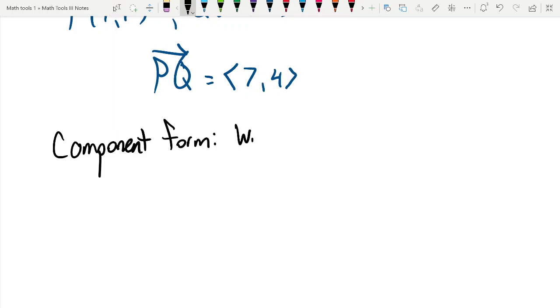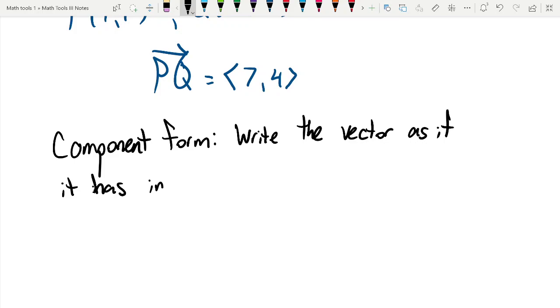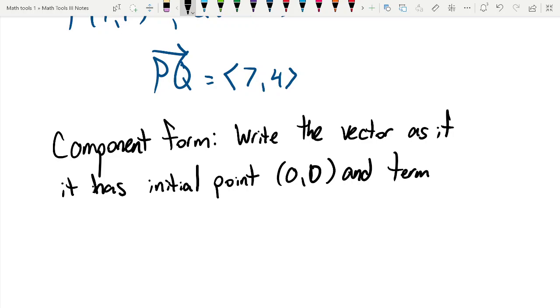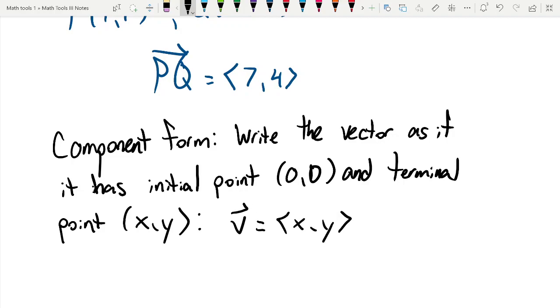So this is where we write the vector as if it has initial point 0, 0, and terminal point x, y. Okay. So then the vector would look like v is equal to x, comma, y.